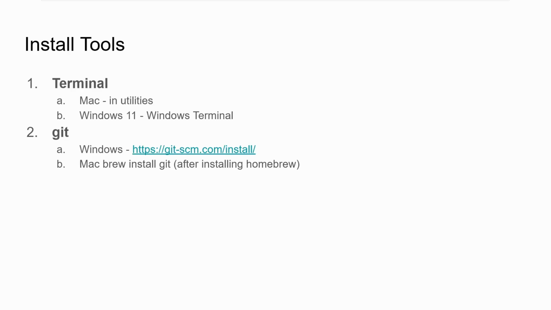So on Mac, it's in the applications/utilities folder on your local computer. You can also use Spotlight and search for terminal. If you're using Windows 11, it ships with Windows Terminal. So you would call up this Windows Terminal, and we'll show you in a second.